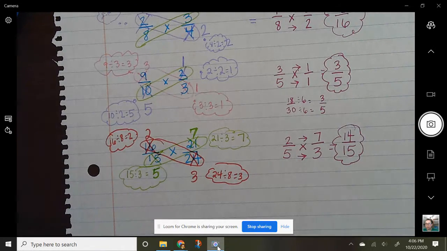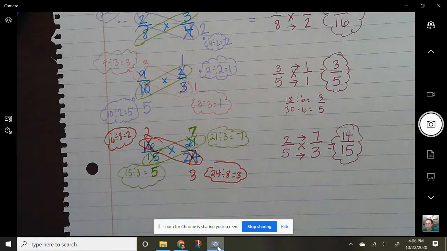Now you can tell why I love cross-canceling, because once you get good at it, all of those thinking thoughts, I don't write out. I just know them in my head, and it makes math go way faster. I hope you enjoyed this trick.